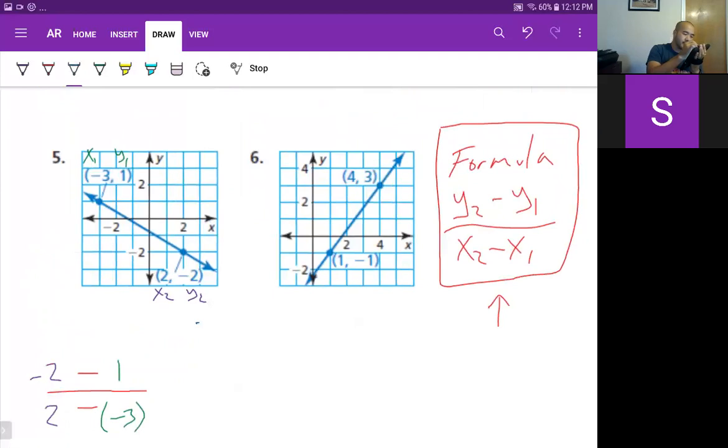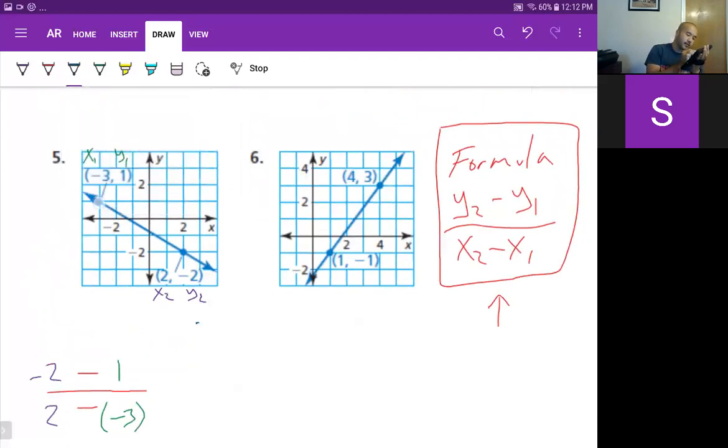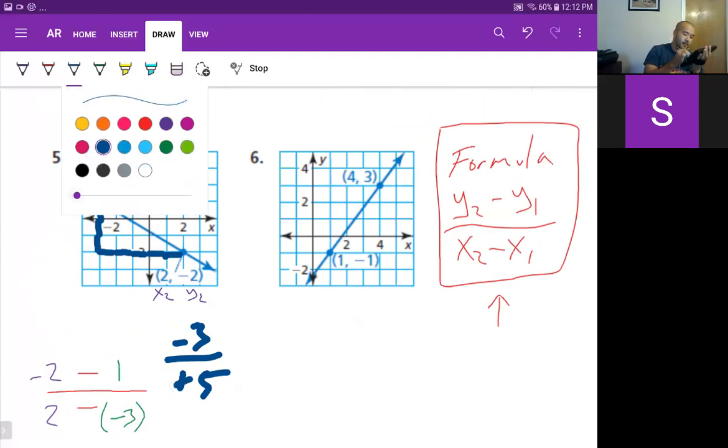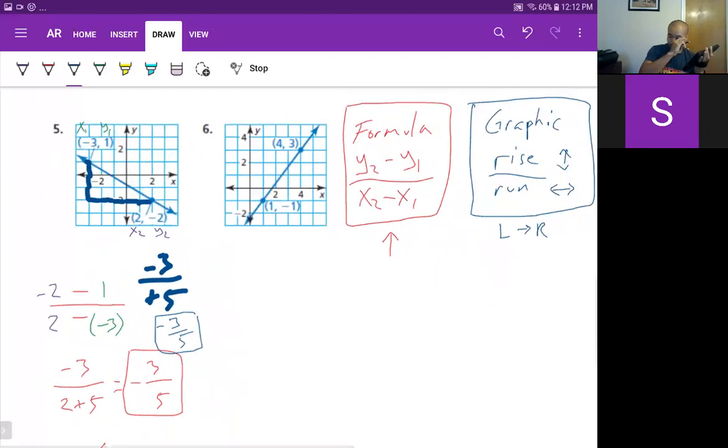If you do this with the graph, here's a point, start here. You go 1, 2, 3. So I went down 3. And then I go 1, 2, 3, 4, 5. Then I go over 5. So that's going to be -3 over 5. Either way gets you the same answer. If you have the graph, it's probably easier to use the graph.